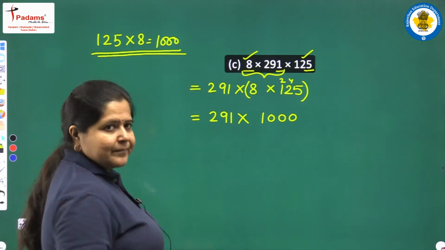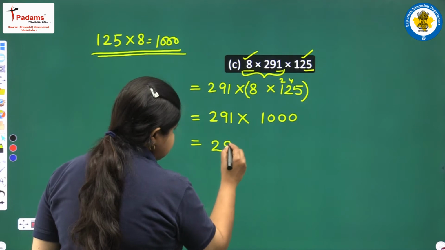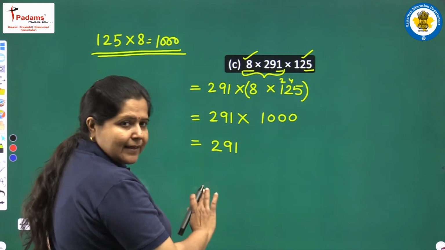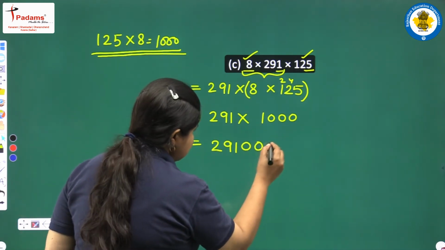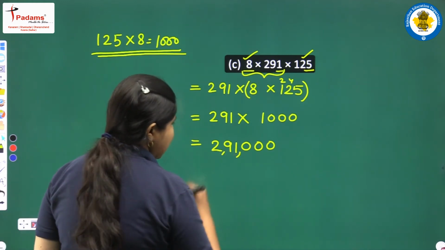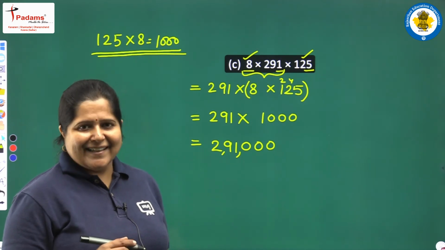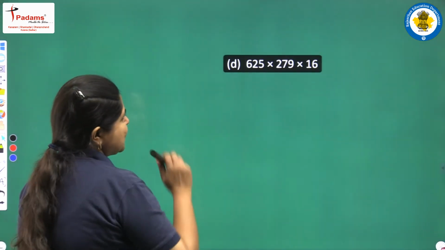Remember this result. Then we get the answer as 291 into 1 is 291, and we can write the 3 zeros in front of it. We get the answer as 2,91,000. Very easy, isn't it? Next we take up this product.